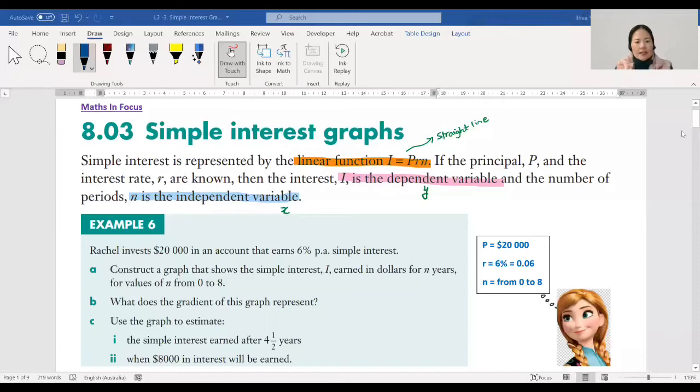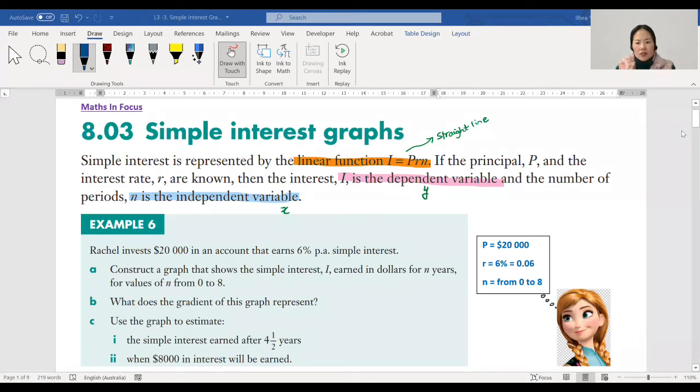Okay, today's lesson is simple interest graphs. We've done simple interest using formulas in a previous lesson, so today we're just going to look at the graphs. Mainly we're just going to be reading graphs, but this is not an easy thing to do. You have to be very careful about how you read a graph.